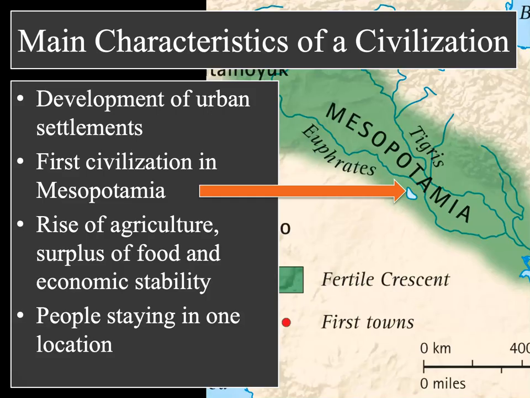So when we really think about the main characterizations of a civilization, it has to do a lot with the development of urban settlements. The first civilization is in Mesopotamia: the rise of agriculture, surplus of food and economic stability, and people staying in one location. We talked about all of these things, as well as some others listed in the articles. And we're going to dive into two different ancient civilizations, one being Knossos and the other being Tikal.